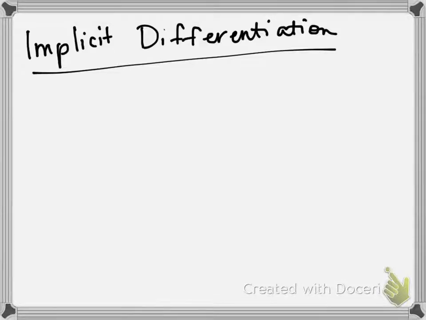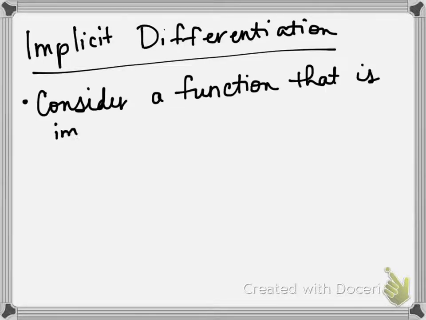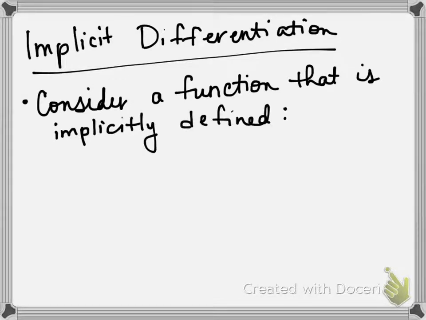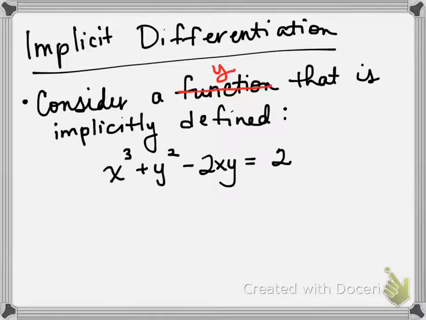Let's do a quick recap of implicit differentiation in section 3.7 in your book. What we're going to do is start with a function that's implicitly defined, something like x cubed plus y squared minus 2xy equals 2. And I shouldn't really say consider a function. I should say consider y, because what we're going to see is that this might not necessarily be a function.